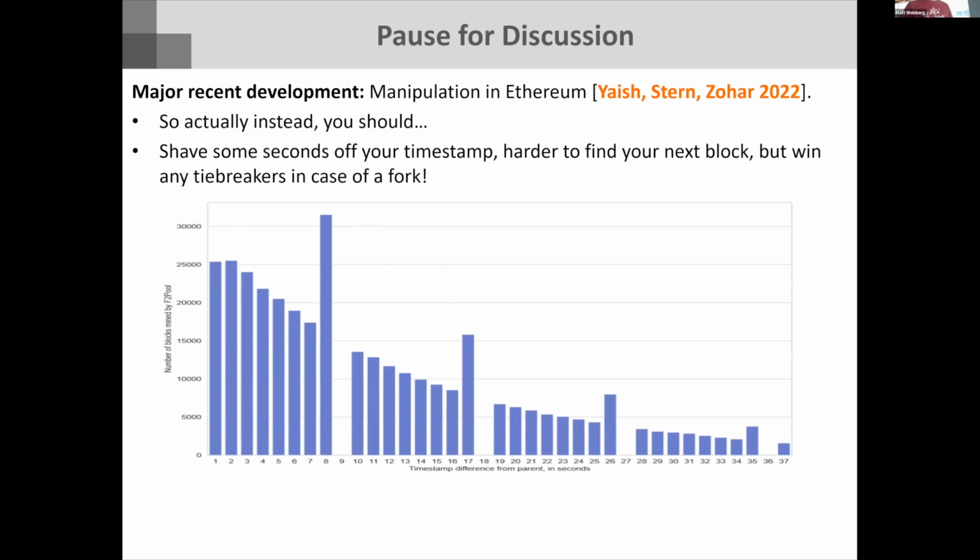I was not here. I'm mainly saying that it was more profitable to lose than to win. No, it was more profitable to win when there's a fork, but it was profitable to make it harder for you to find a block.